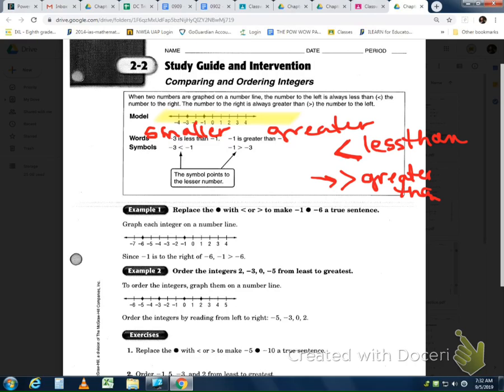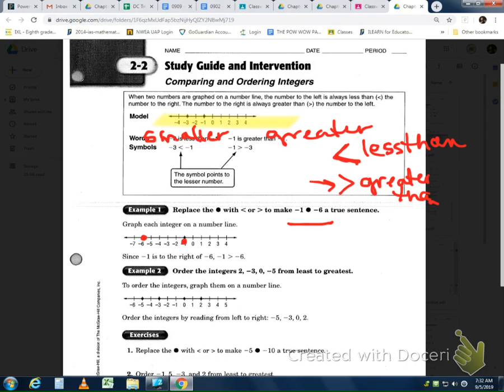So it says, for example 1, replace the circle with less than or greater than to make -1 compared to -6 a true sentence. So look how they've graphed them. -1 is just to the left of 0, while -6 is much farther to the left. So therefore, comparing -1 to -6, since -1 is further to the right, it would be greater than. So you would fill that in with greater than.